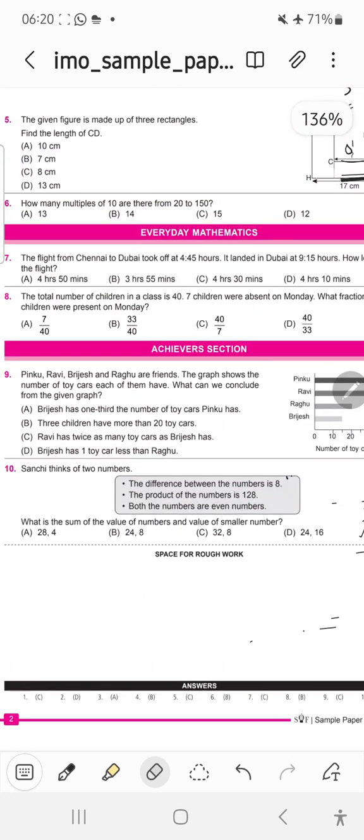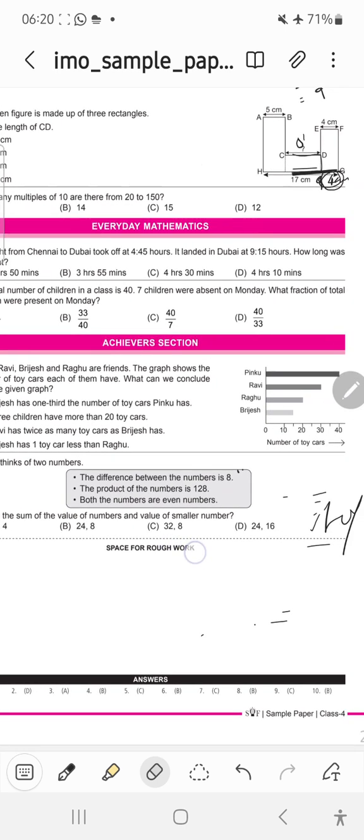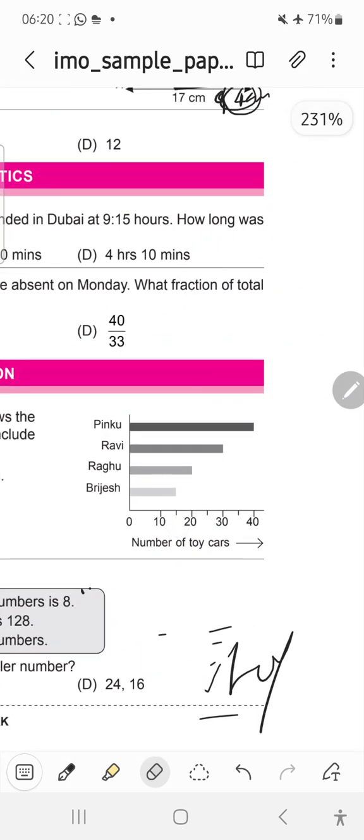Pinku, Ravi, Brajesh, Raghu are friends. The graph shows the number of toy cars each of them has. What can we conclude from the given graph? There is a graph of the number of toy cars. Pinku has so many cars. Ravi has these cars. Raghu has these cars. Brajesh has these cars. This is a smaller portion of data.